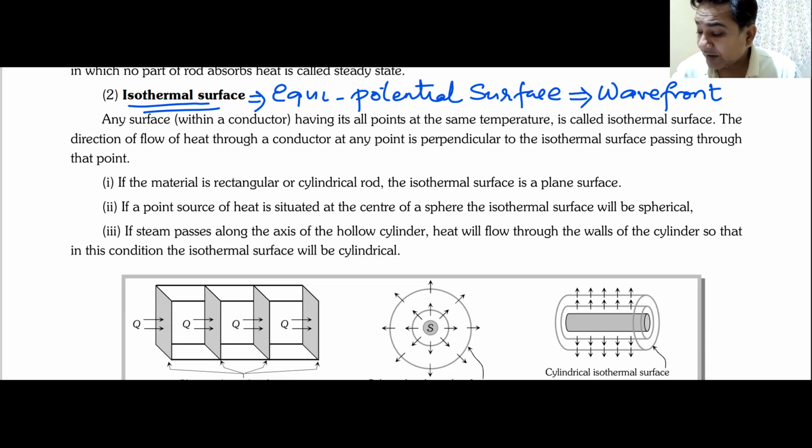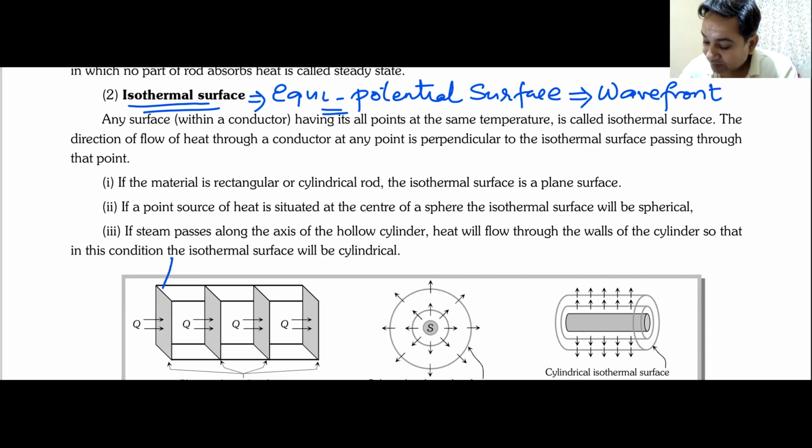Now, if I look at an equipotential surface, electric field lines are perpendicular to the equipotential surface. Yes or no? Yes. And if electric field lines are perpendicular, current will also be perpendicular because current flows in the direction of electric field. Yes or no? Do positive charges flow in the direction of electric field? Yes, sir.